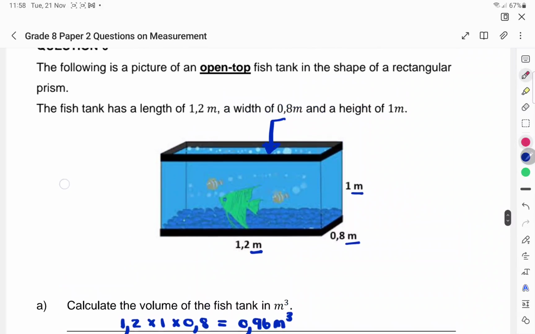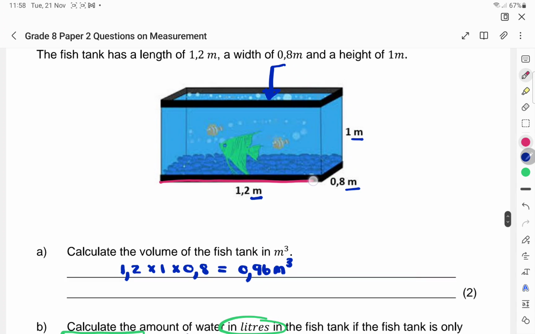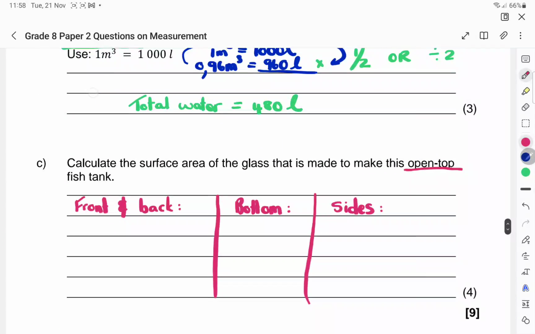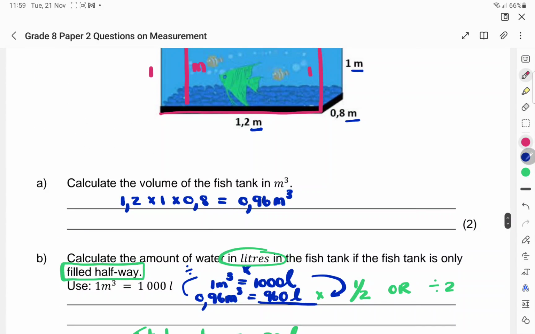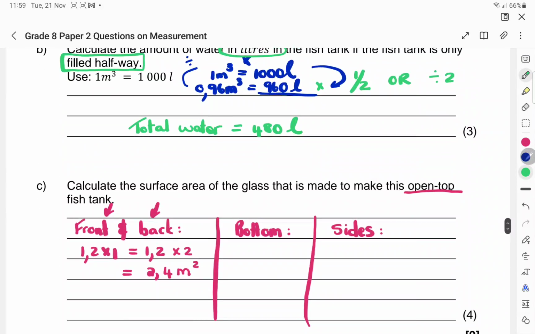So the area for the front and the back, can you see it's length times breadth over there? So remember, all of those are 1 meter. All of them going upwards like that is 1. So it's 1.2 times 1, which we all know is 1.2. But because it's the front and the back, I'm going to times it by 2, which gives me 2.4 meters squared.